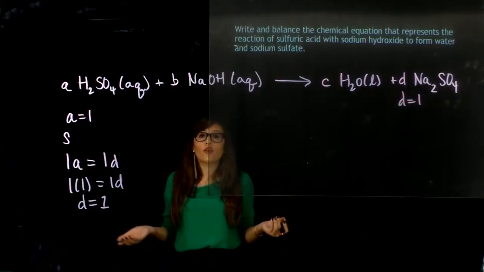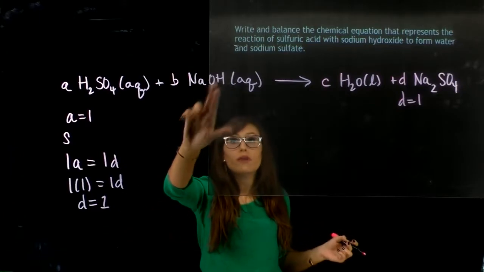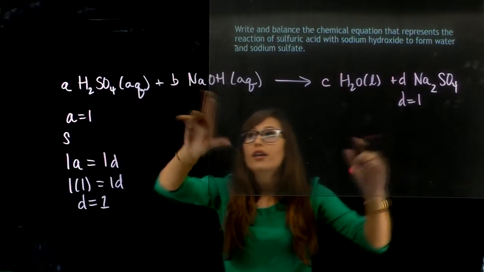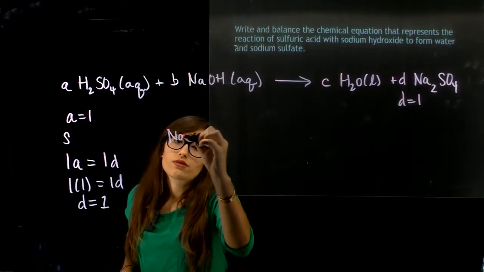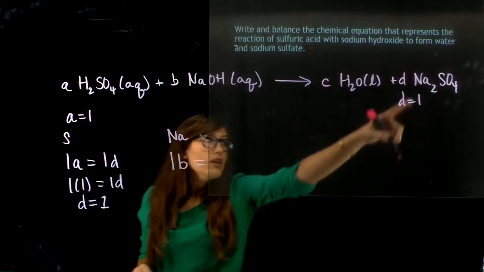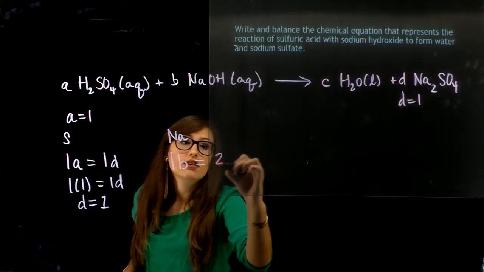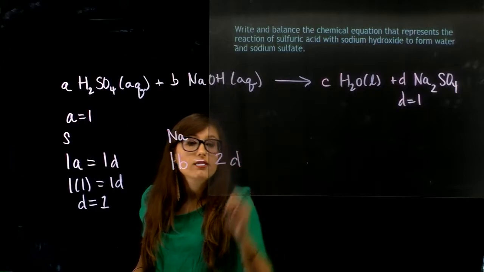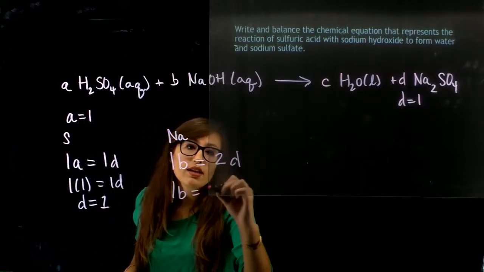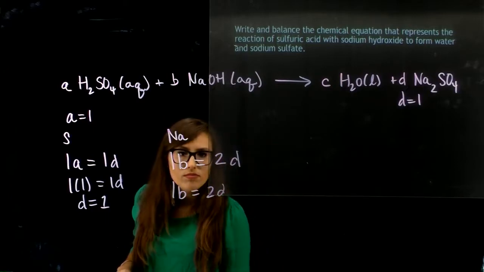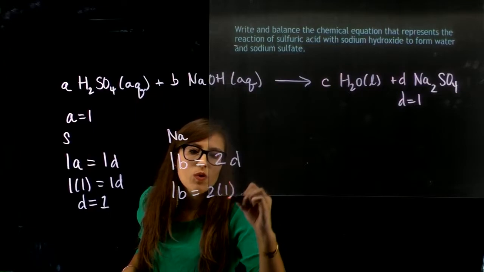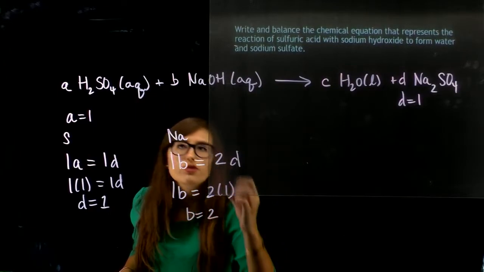Well, let's go ahead and solve for another one. Let's do sodium because of its presence only in one reactant on the left and in one product. So sodium, I have 1B on the left, and I have 2D on the right. So I know D is equal to 1, so 1B is equal to 2 times 1, so B is also equal to 2.